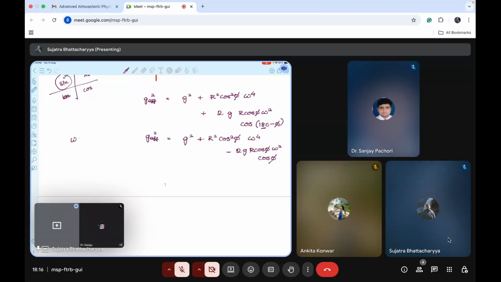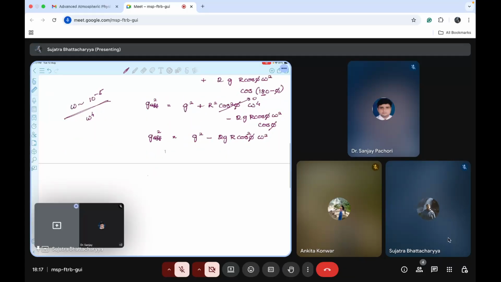Now, what is the value of omega for the earth, because we are all deriving for the earth? It is about 10 to the power minus 5. Now if you do omega to the power 4, it's very, very small, right? So can we neglect this term? Yes, as compared to the other two. So g effective square is therefore g square minus 2g r cos phi omega square, and this cos phi also you multiply, so it will be cos square phi.